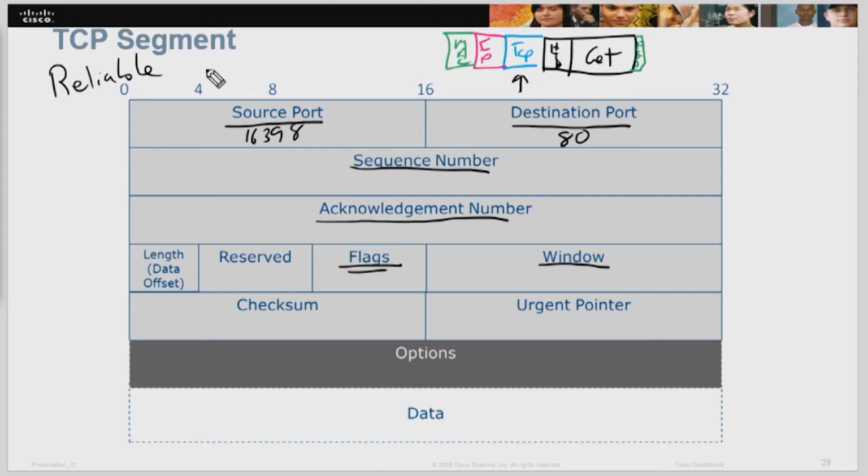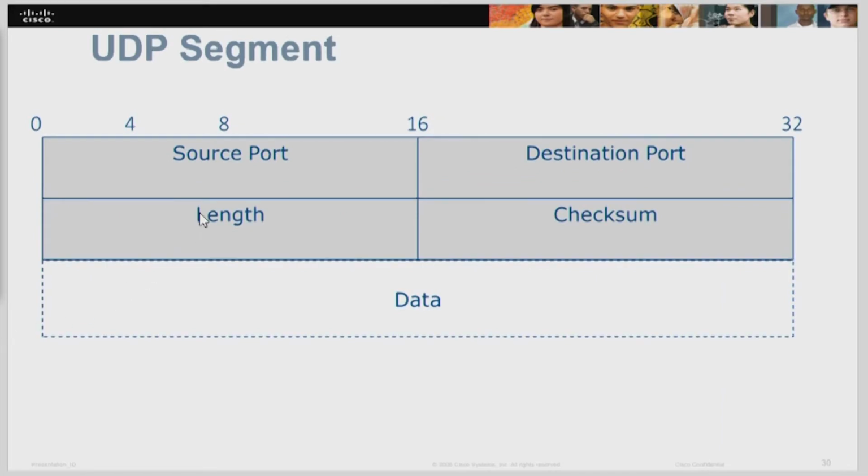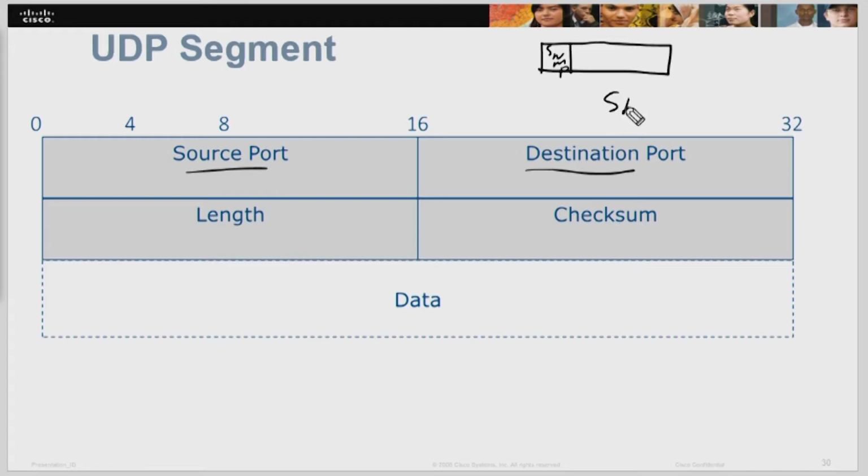UDP doesn't have nearly the same information in the header. It doesn't need to. It doesn't have sequence numbers or acknowledgements. It's not necessary at all. My UDP segment header has strictly the source port, destination port, and a length and a checksum. So what would the PDU look like for UDP if I were trying to draw it out for you? I've been using TCP, and we've been doing HTTP for the most part. Well, what happens if I'm doing SNMP? This is SNMP, Simple Network Management Protocol, which uses UDP port 161. So this is an SNMP GET request.